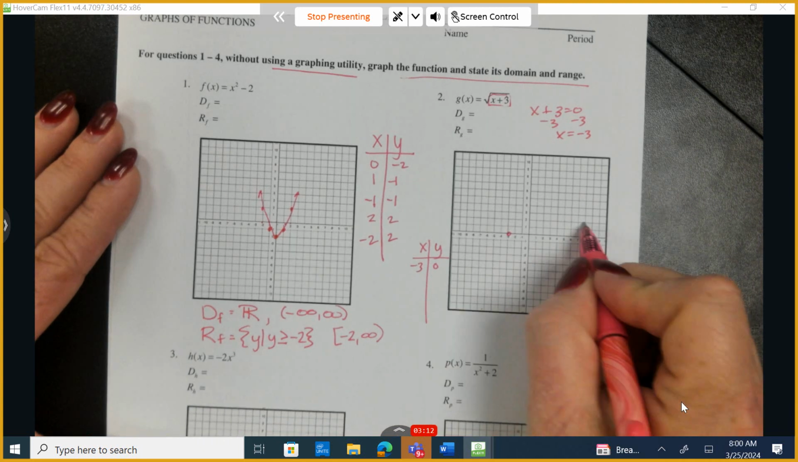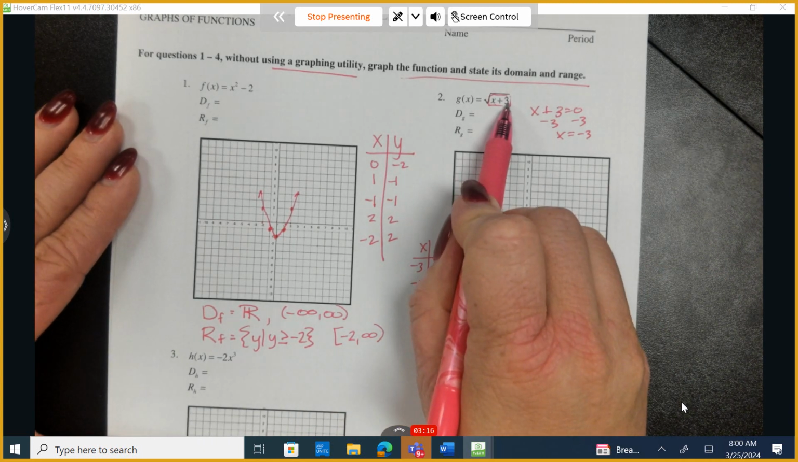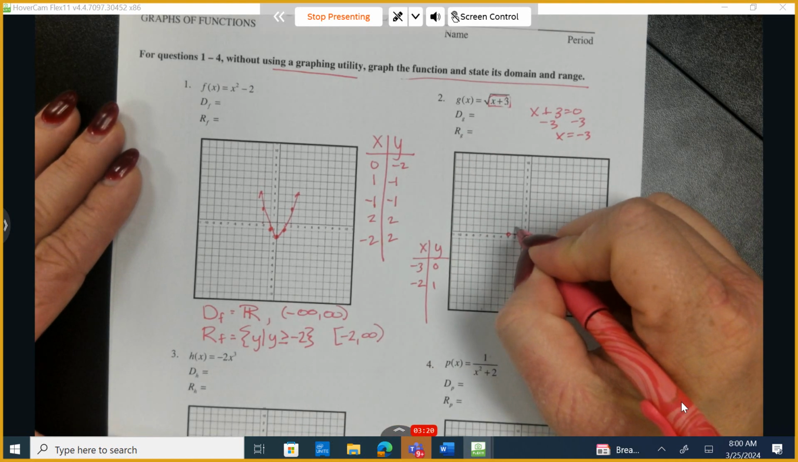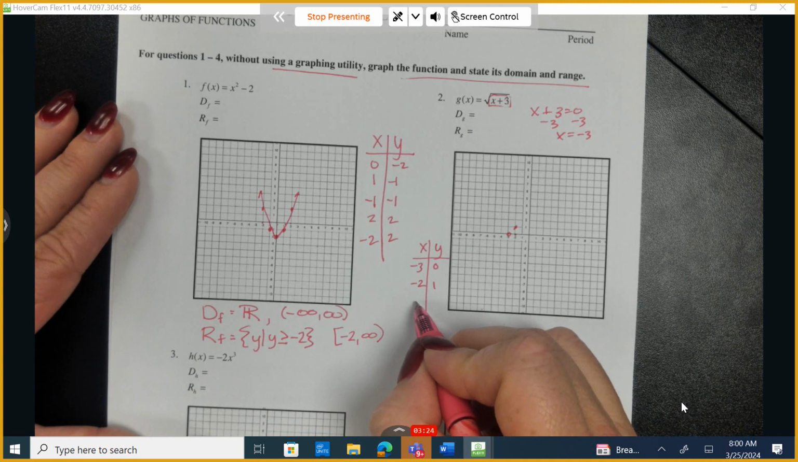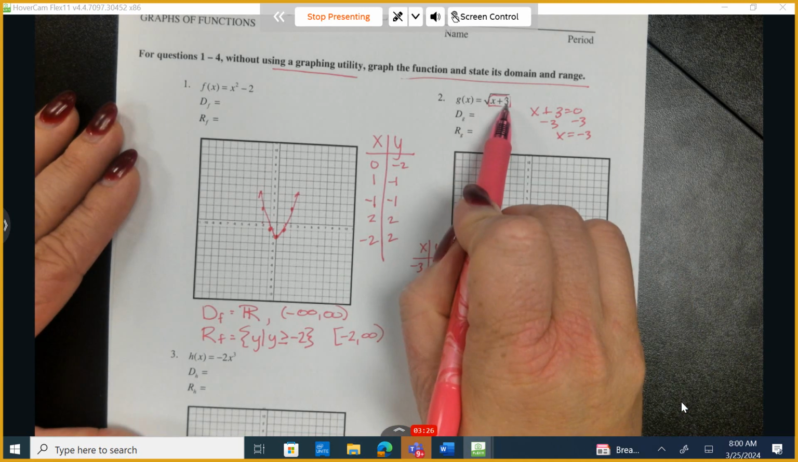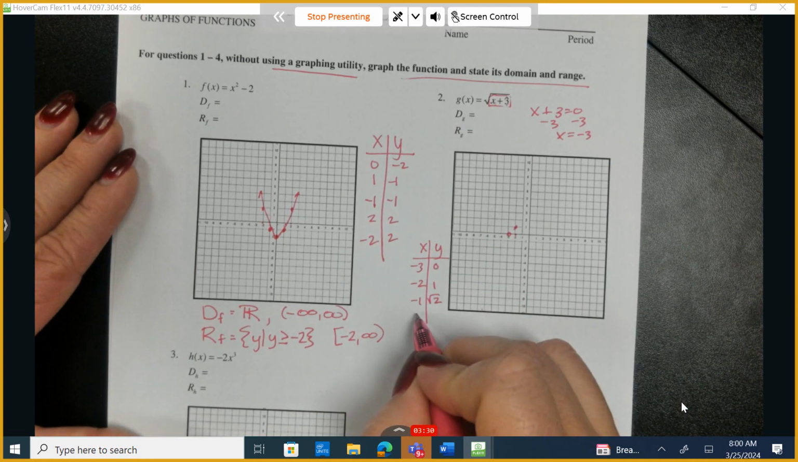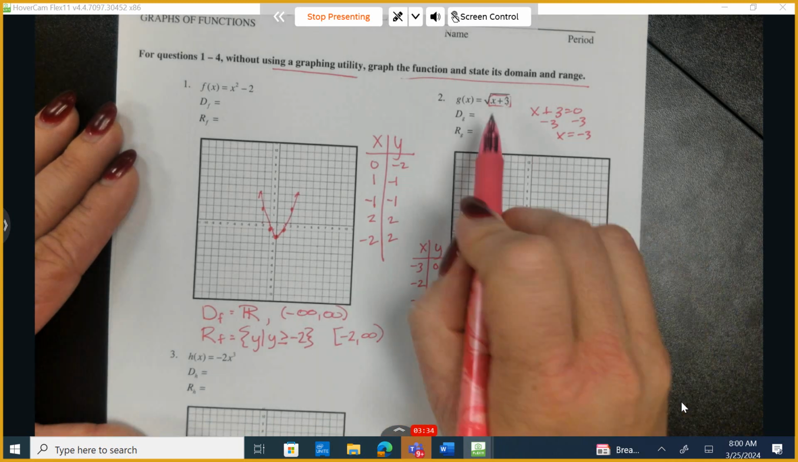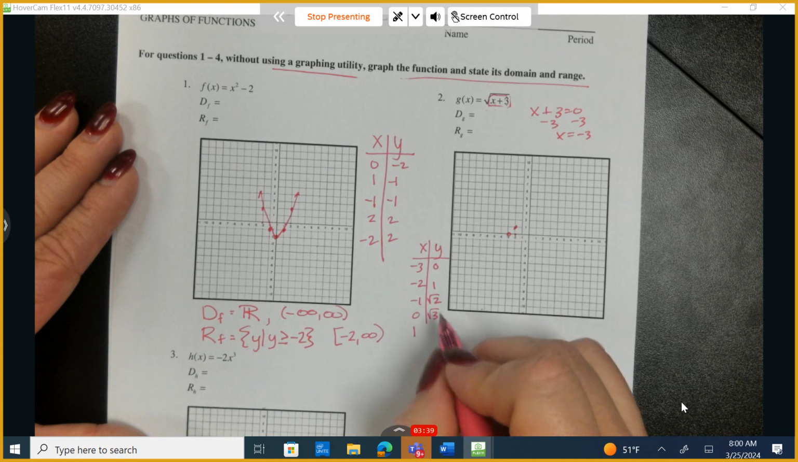Now, as I move to the right here, I'm going to plug in negative 2. Negative 2 plus 3 is 1, and the square root of 1 is 1. I could plug in negative 1, but we're going to see that's not a pretty answer. Negative 1 plus 3 is 2, and the square root of 2 is irrational. The same thing, I could plug in 0, and I get the square root of 3, but when I plug in 1, 1 plus 3 is 4, and the square root of 4 is 2.